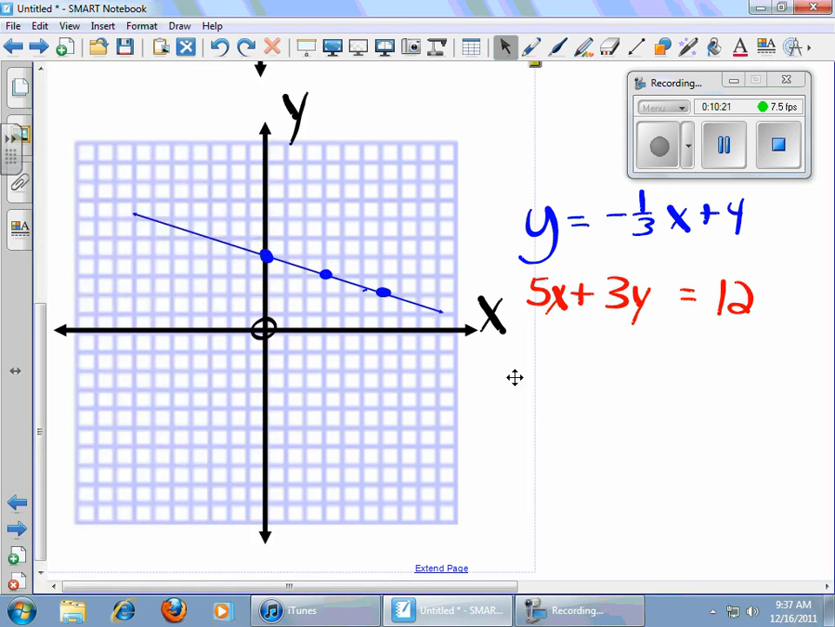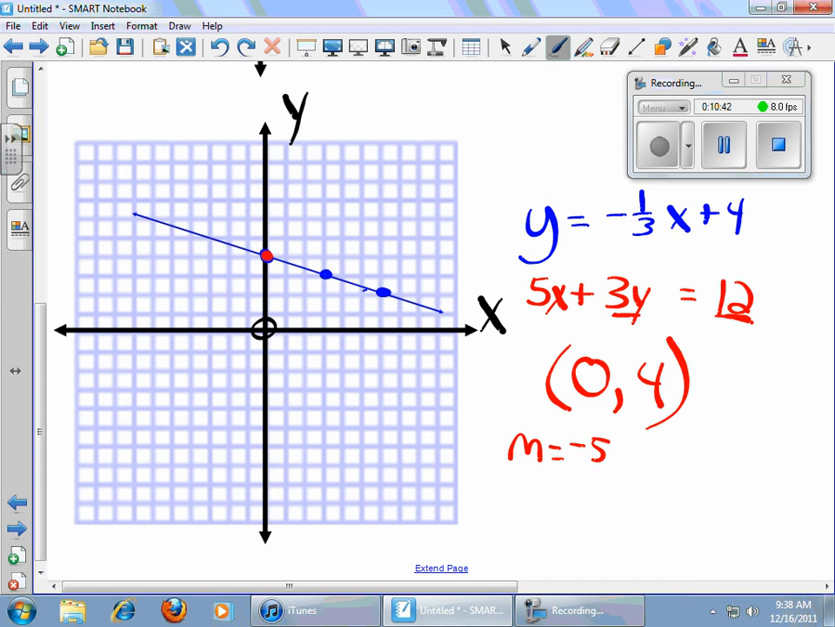And there we go. The red one is in standard form. I'll use my shortcuts. I see right off the bat that the y-intercept is going to be pretty easy to find. I think the y-intercept is going to be 0, 4. I did c divided by b. So I'm going to go up 1, 2, 3, 4 right there. And then my slope is -5 over +3.